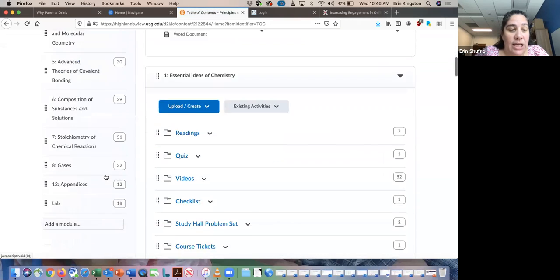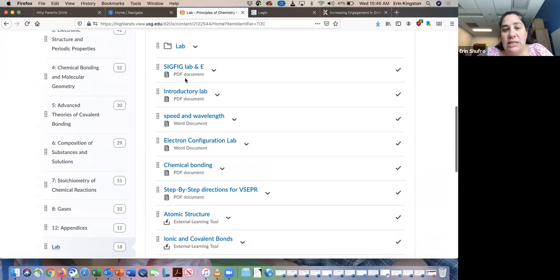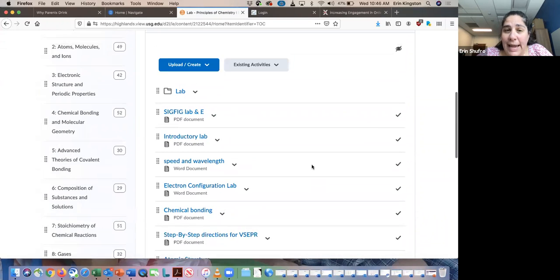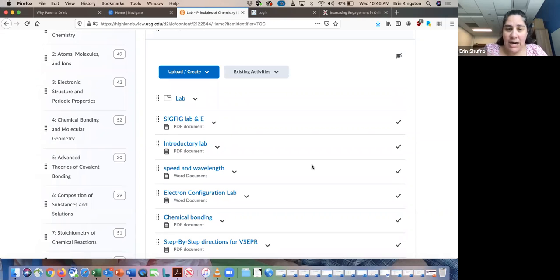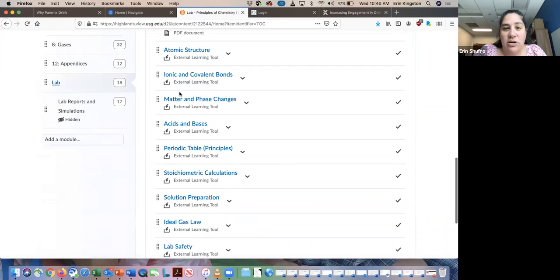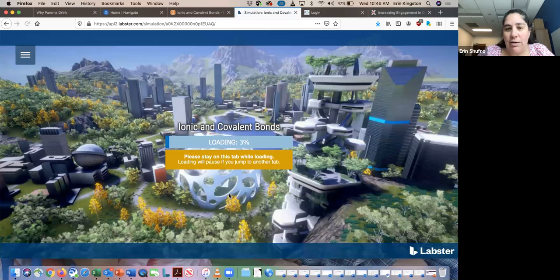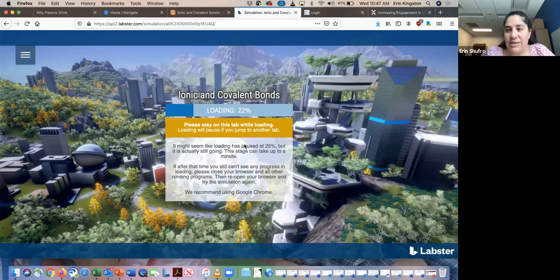Now, I'm actually really glad you asked that, because there's two types of labs in this lab folder here. So you see the ones that say PDF, PDF, Word document, those guys are paper labs that you will, again, write, snap pictures and put into a Dropbox. The ones here that say external learning tools, if you click on that, it's a simulation. You don't have to print anything. It will take you right to the lab. It will load up, you'll do the whole assignment. It will automatically submit it for you. You will see your grade right away.